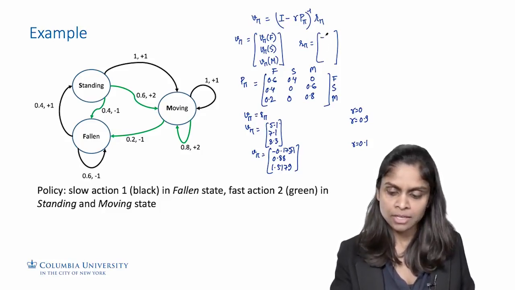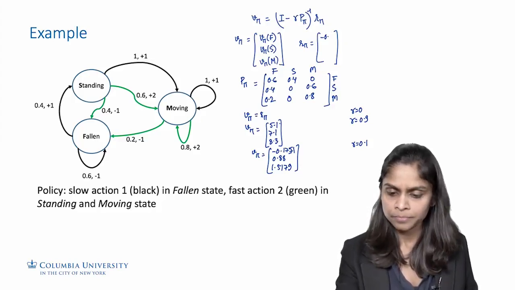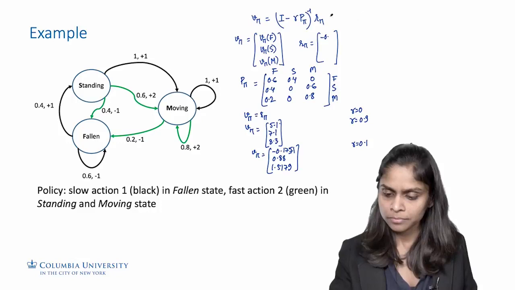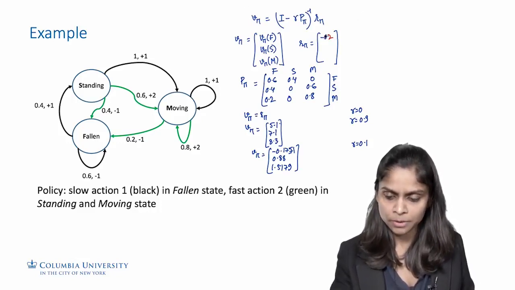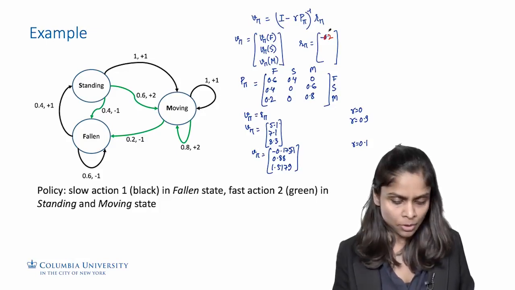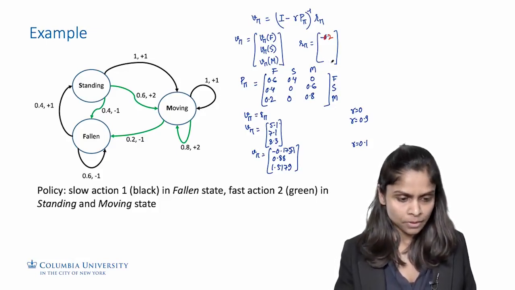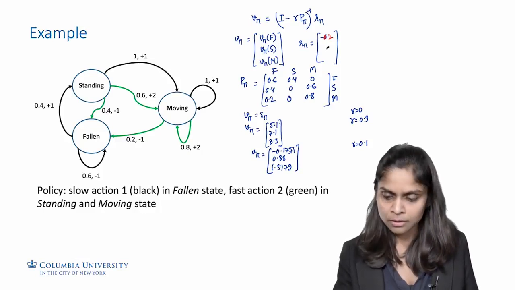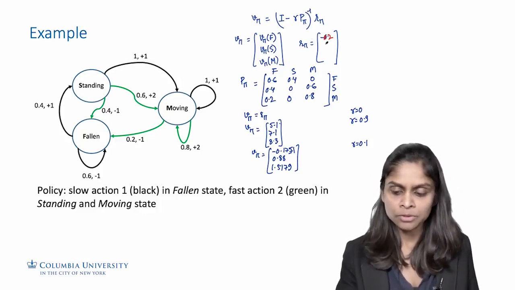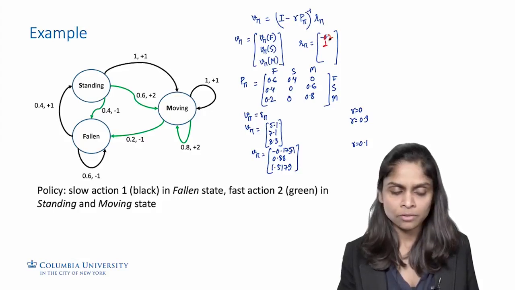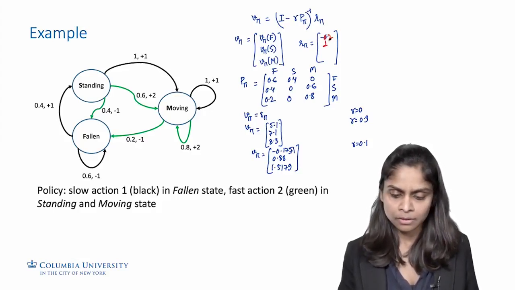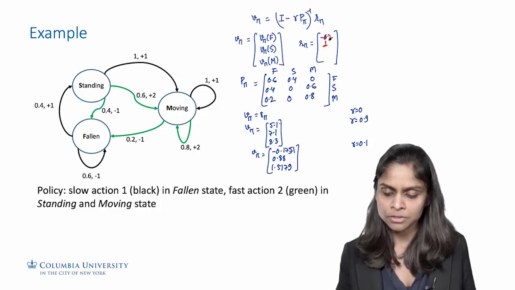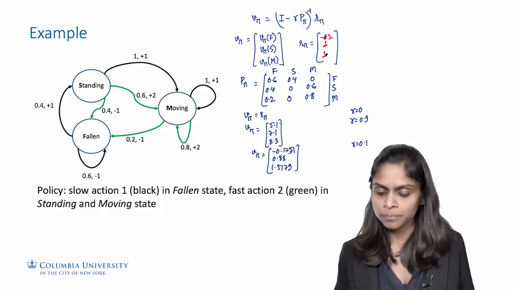In the fallen state, we were taking slow action even earlier, so r pi is the same, minus 0.2. For the standing state, the immediate reward when you take slow action is always 1. It's a very reliable action to take. It always goes to the moving state, earning a reward 1. Similarly, in the moving state, the immediate reward is always 1 for the slow action.